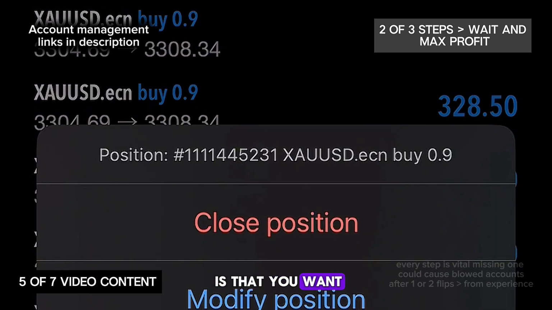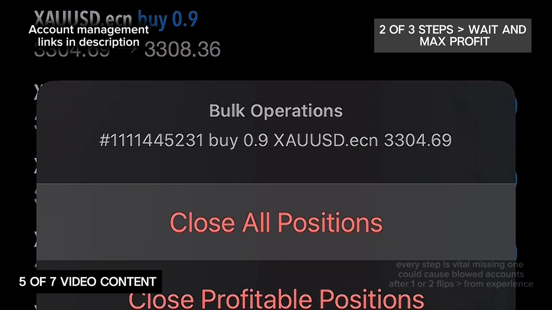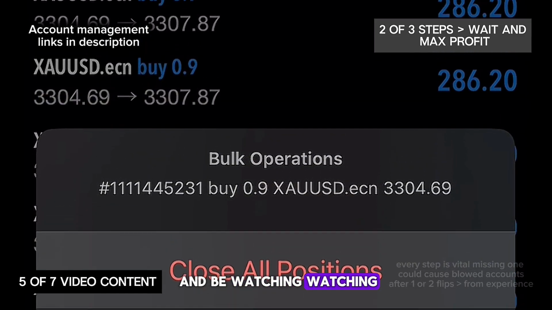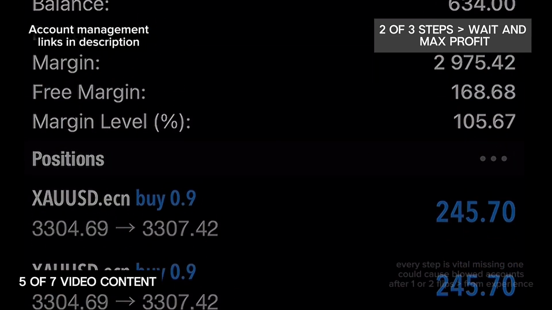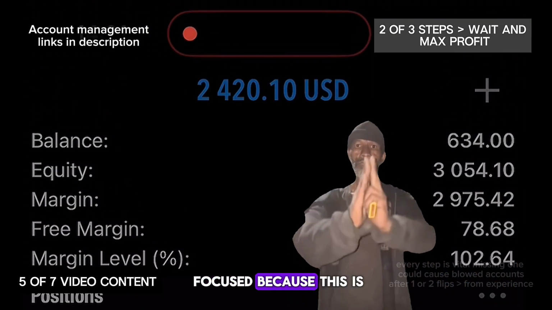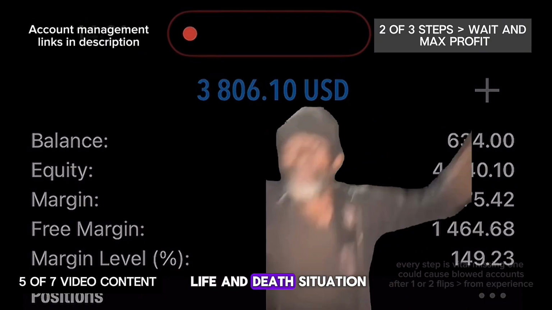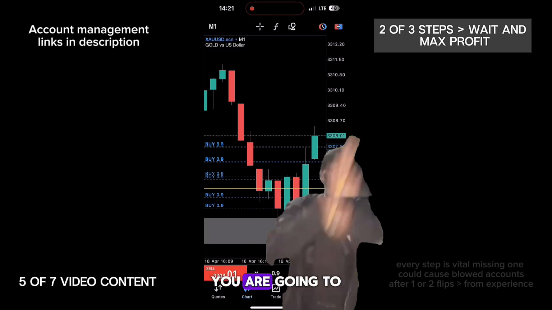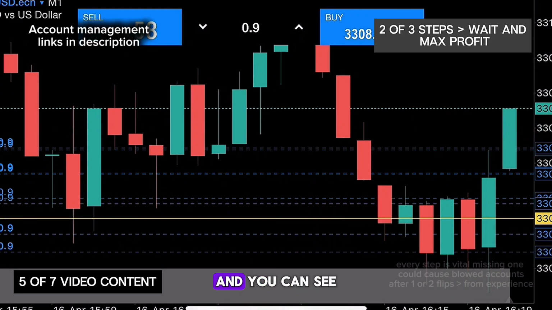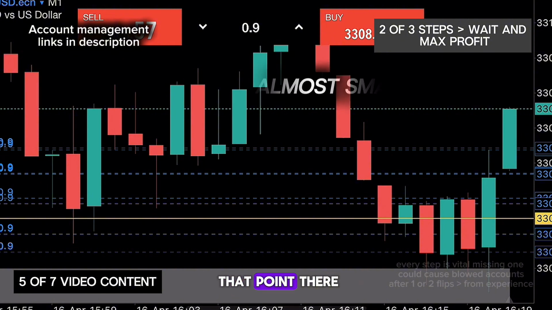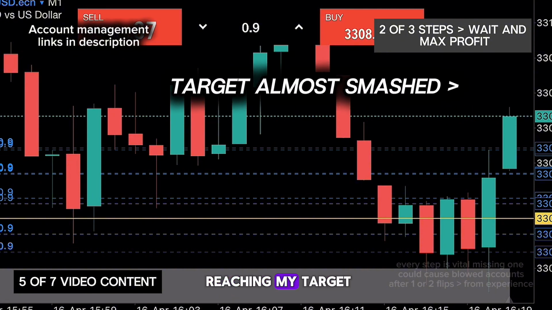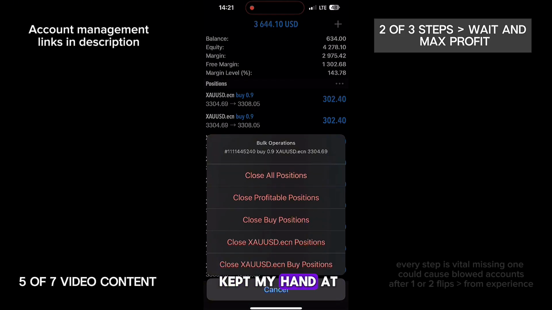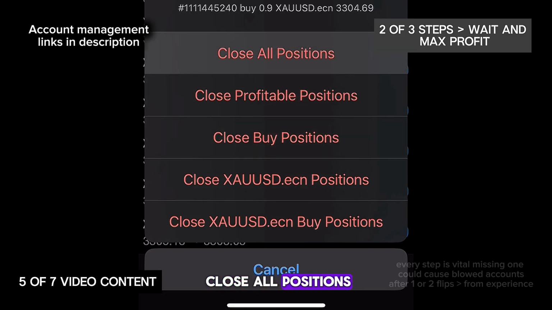What you want to do is be watching. Put your hand at the close position and watch as the numbers are reading. You don't want to be doing anything. You need to be focused, because this is a life and death situation. If you miss it by seconds, you are going to lose the whole win. You can see price was almost approaching that point, and it was almost reaching my target. So I went back there, and I kept my hand at close all positions.